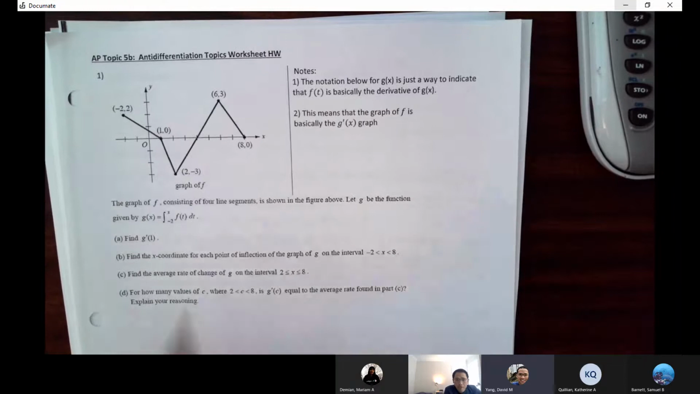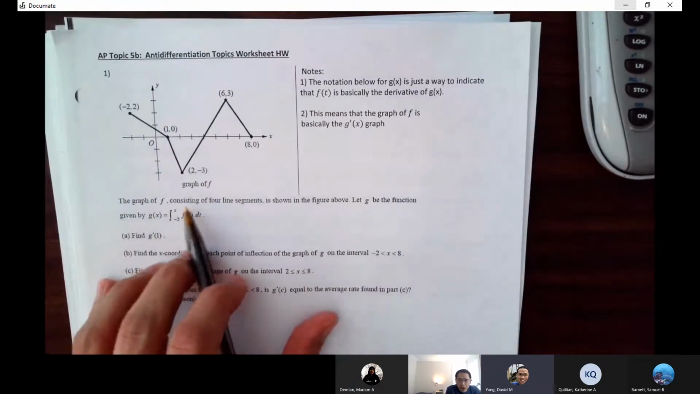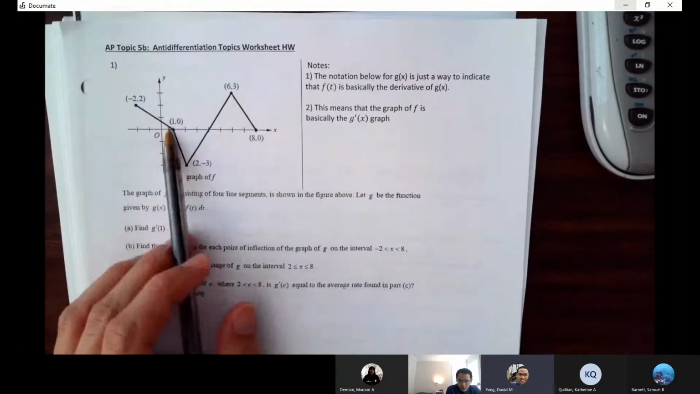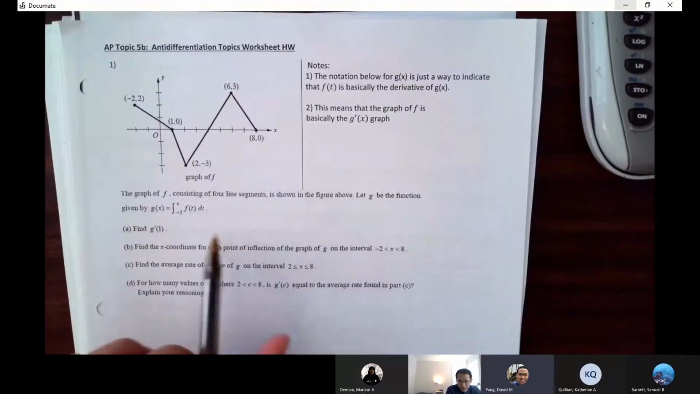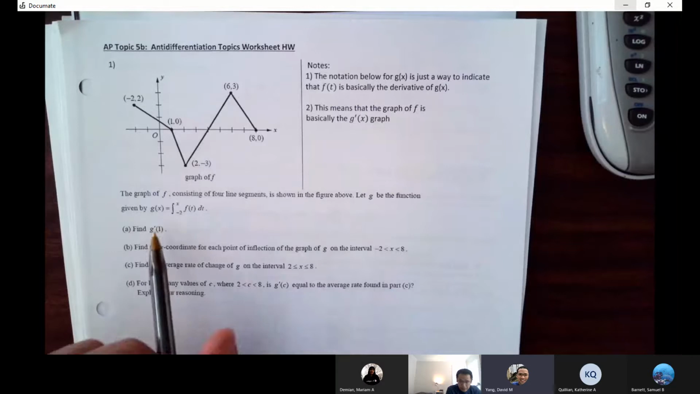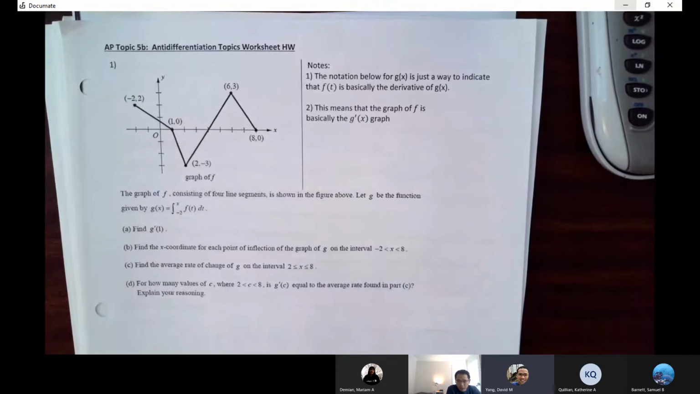All right, so this is homework 5B. All right, it says we have the graph of f consisting of 4 line segments, so 1, 2, 3, 4. Let G be the function given by G of X. Part A says find G prime of 1.